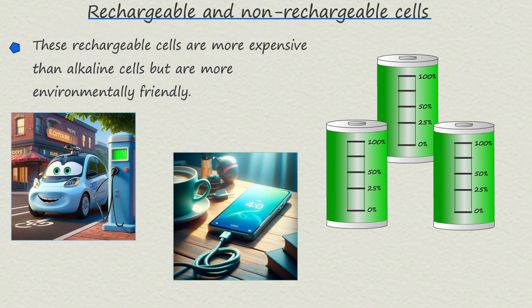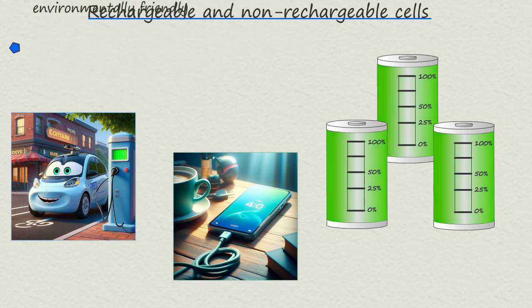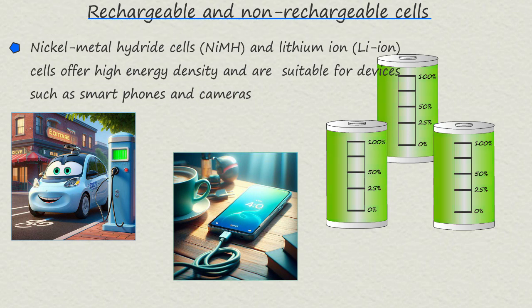Though these rechargeable cells have a higher upfront cost compared to alkaline cells, they are a more environmentally friendly option. And some of these rechargeable cells, particularly the nickel metal hydride cells and the lithium ion cells, offer high energy density and can be used to power high-drain devices such as smartphones and digital cameras.